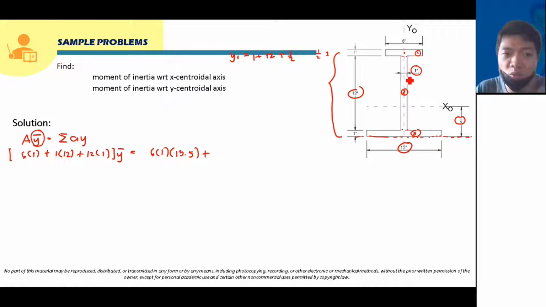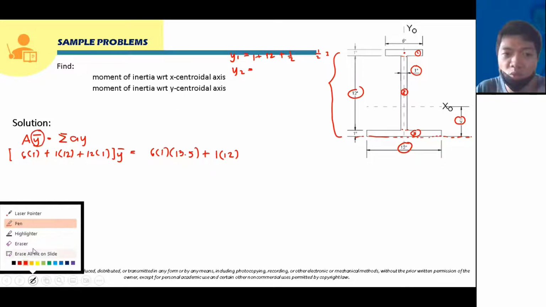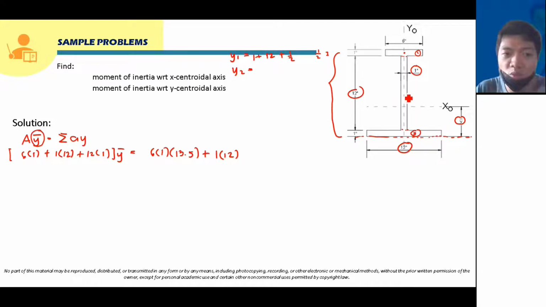Now for the second area, what is the area of this area 2? This is base times height. So this will be 1 times 12. And what will be its corresponding y? So its corresponding y for area 2, its centroid. Okay, let me rewrite that again so that I can show you the geometric center of area 2. So the geometric center of area 2, let's say, is somewhere here. So we need the distance from that centroid going to the reference axis. So this is y sub 2.